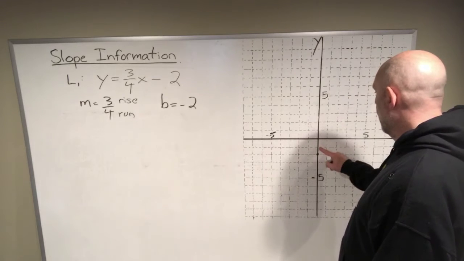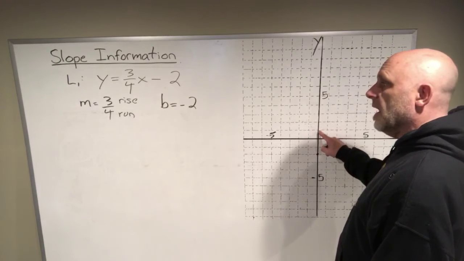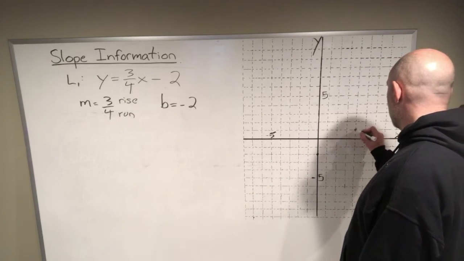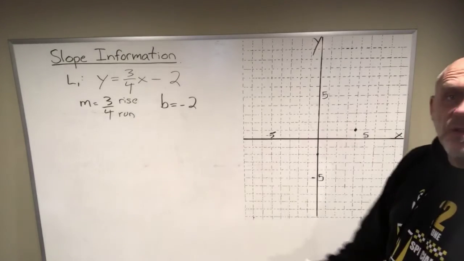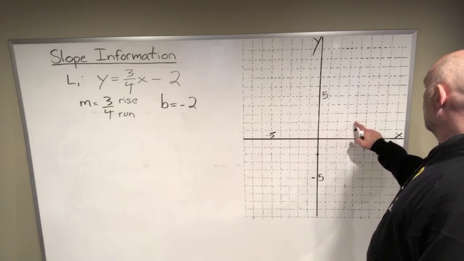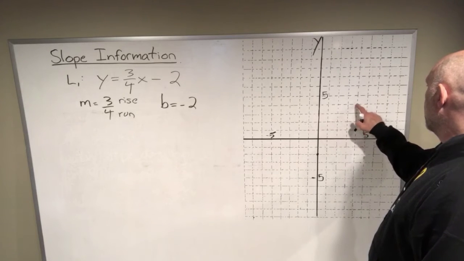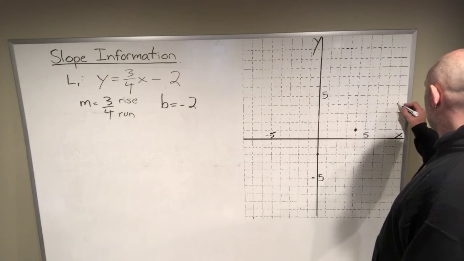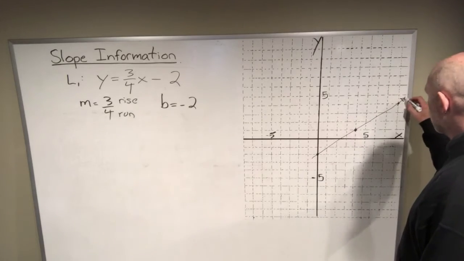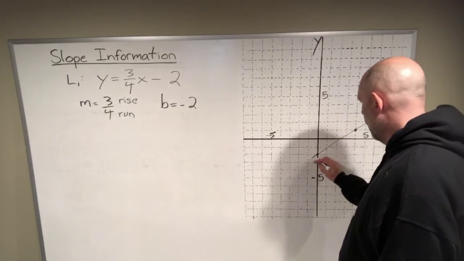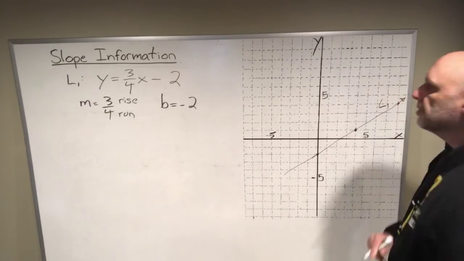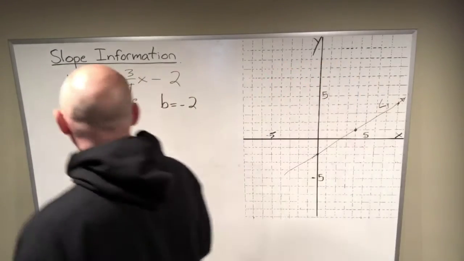So 3 up, 1, 2, 3. And then 4 to the right, 1, 2, 3, 4. There we go. I got 2 dots. That's enough. I could draw it based on that. But I'm going to draw more just to be accurate. Use the slope again. 1, 2, 3 up. 1, 2, 3, 4 across. It's going to look more or less like that. Okay. That's L1. I'll put a little label here. L1. Beautiful.